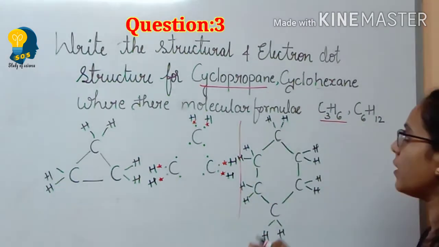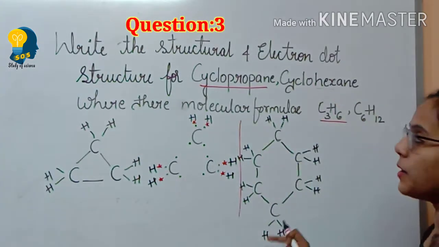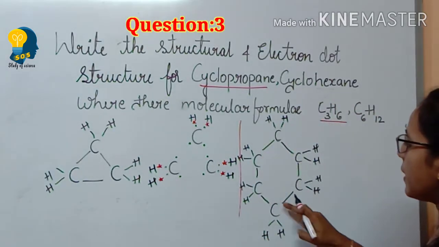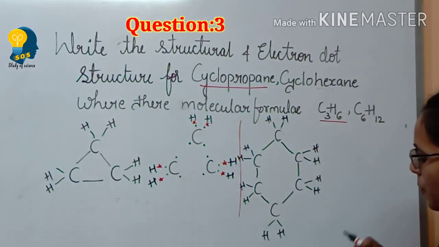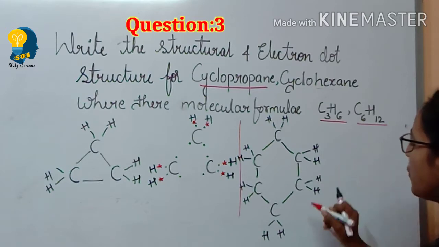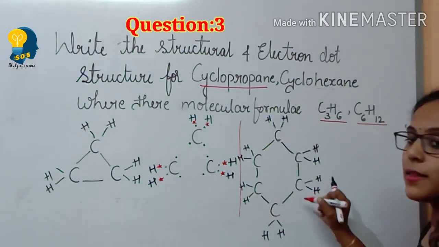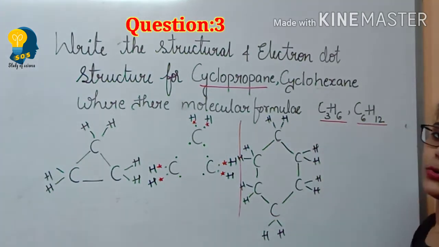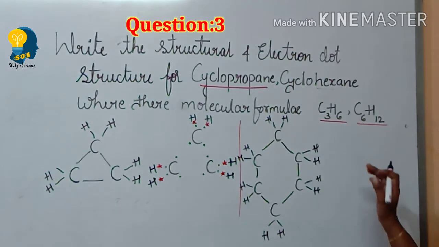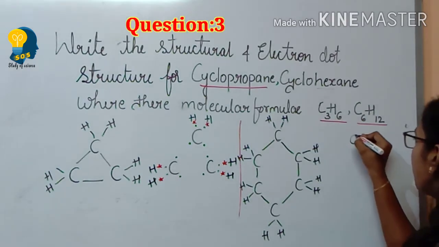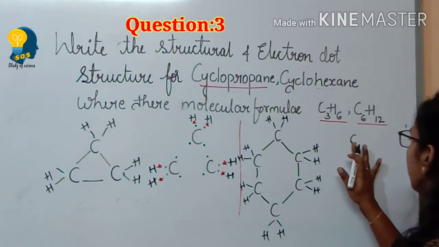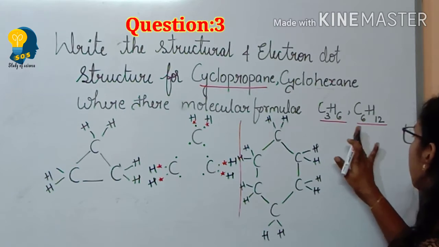Cyclo, cyclic structure, hex, 6 carbon atoms, ane, single bond between the carbon and carbon atom. And the formula is C6H12. So there are 6 carbon atoms surrounded by 12 hydrogen atoms. So now let me write the electron dot structure for this. So similarly, there are 6 carbon atoms, right? So 1, let me write it a little bit this side.